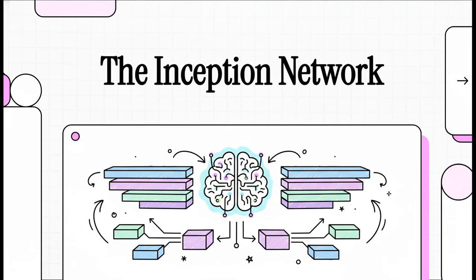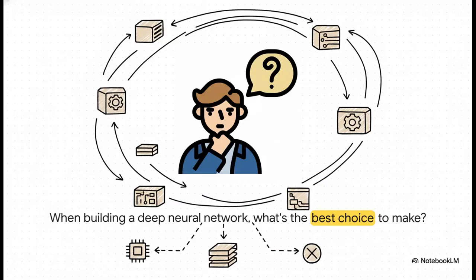For the longest time, the mantra in AI was go deeper. Just keep stacking more and more layers onto a neural network to make it smarter. But what if the real secret wasn't just depth, but width? Today, we're diving into the brilliant architecture that flipped the script, the Inception network, which you might also know as GoogLeNet.